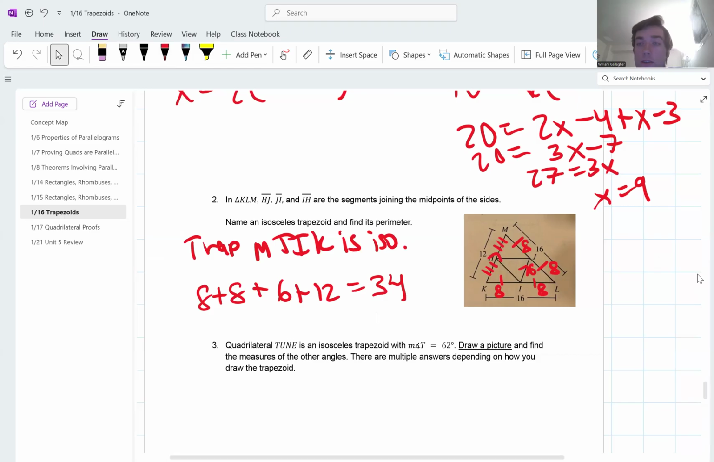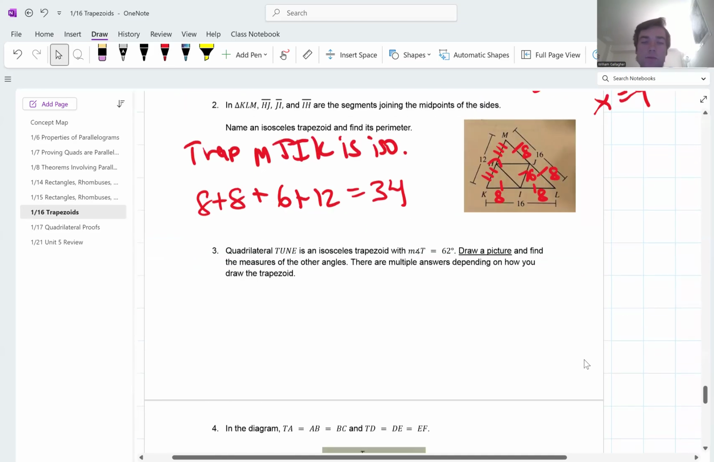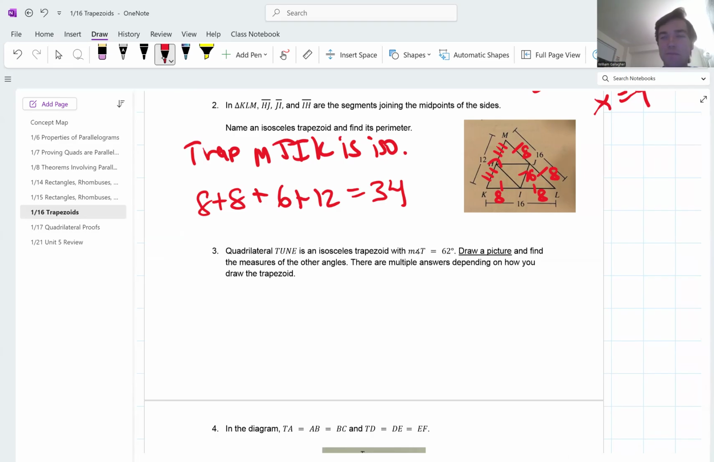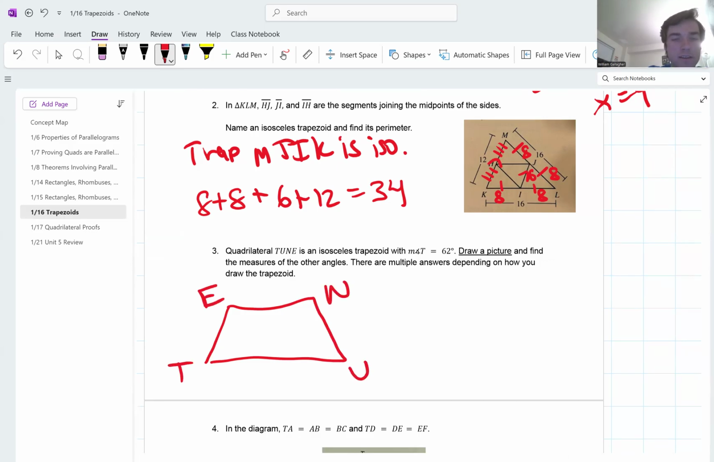So 34. Okay, so again, we're combining our theorems about trapezoids from the last class. For the next one, hopefully my hint allowed you, hopefully without arguing with your neighbor too much about this. The point is really just how you organize it. So if I have T, U, N, E, I drew it like this.